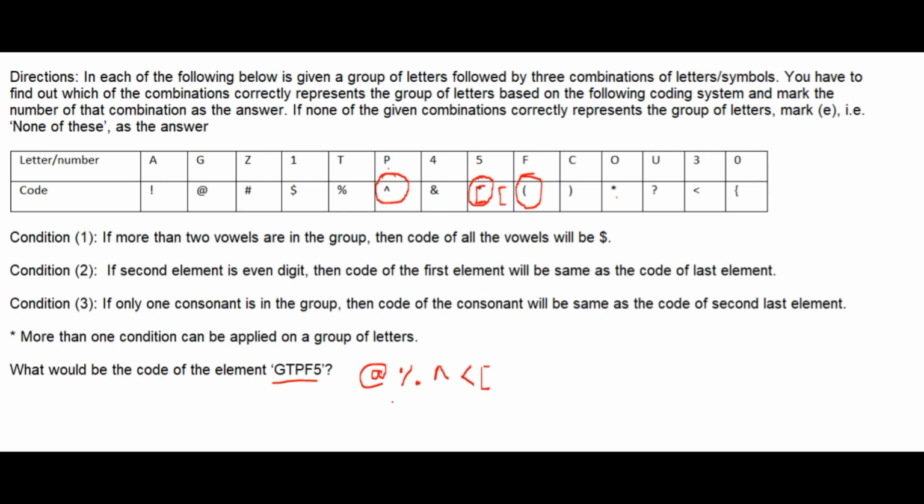Okay, now come to the conditions. Condition 1, if more than two vowels, no, there is not any single vowel, so condition 1 will not be applied here. Condition 2, if the second element is an even digit, no, the second element is not an even digit. If only one consonant, no, there is more than one consonant in the group. So our final answer will be this one.